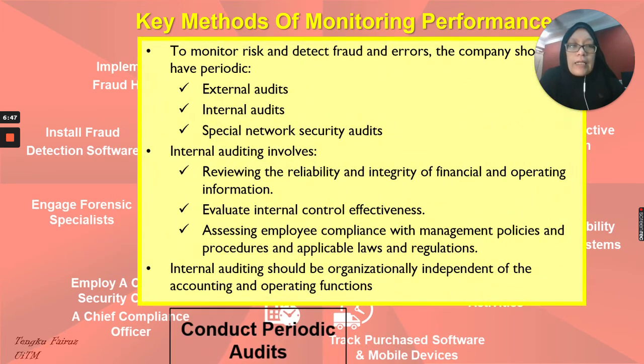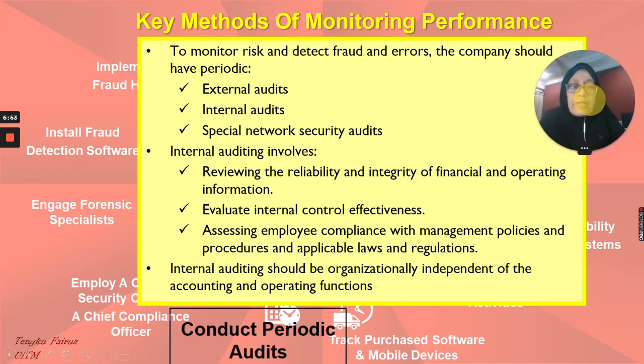Then the next one, to monitor risks, they conduct periodic audits. With periodic audits, they can monitor risks and detect fraud and errors. So they do periodic external audits, internal audits, special network security audits, and also involve internal auditing. In the internal audit, they review the reliability and integrity of the financial and operating information, evaluate internal control effectiveness, and assess the employees' compliance with policy and procedure. Also, the internal auditing must be independent of the accounting and operating functions.